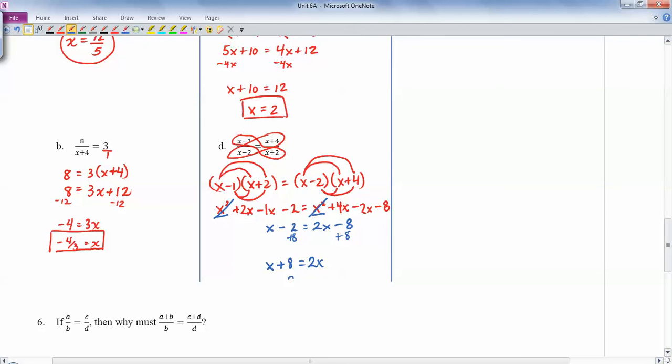And then if you subtract x from both sides, you get x equals, whoops, sorry, I messed up here. This is a 6. So x equals 6.